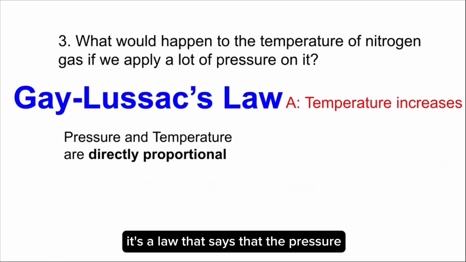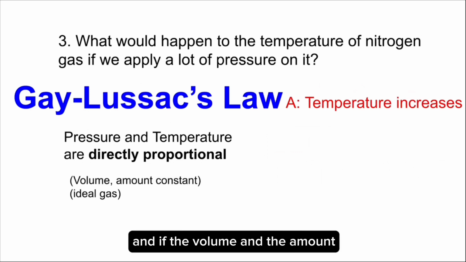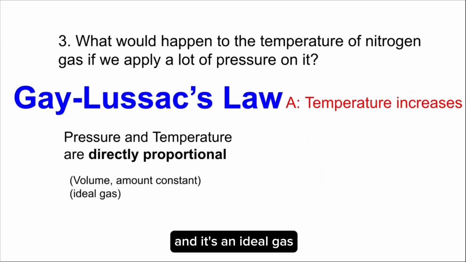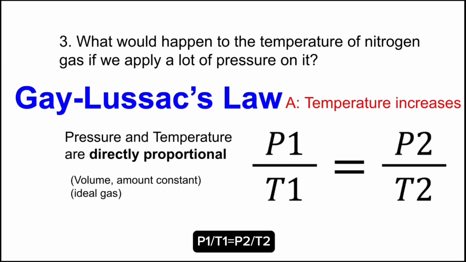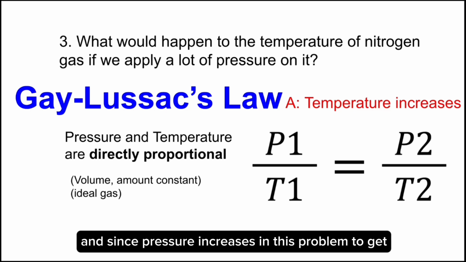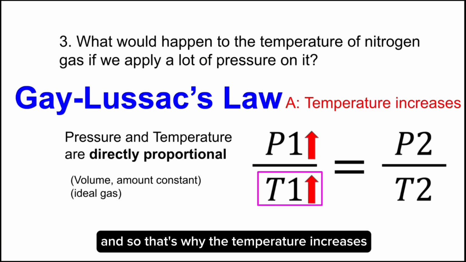It's a law that says that the pressure and temperature are directly proportional if the volume and the amount of the gas is constant, and it's an ideal gas. If we write this in formula, we get P1 over T1 equals P2 over T2. Since pressure increases in this problem, to keep the equal sign the same, temperature would also increase. And so that's why the temperature increases.